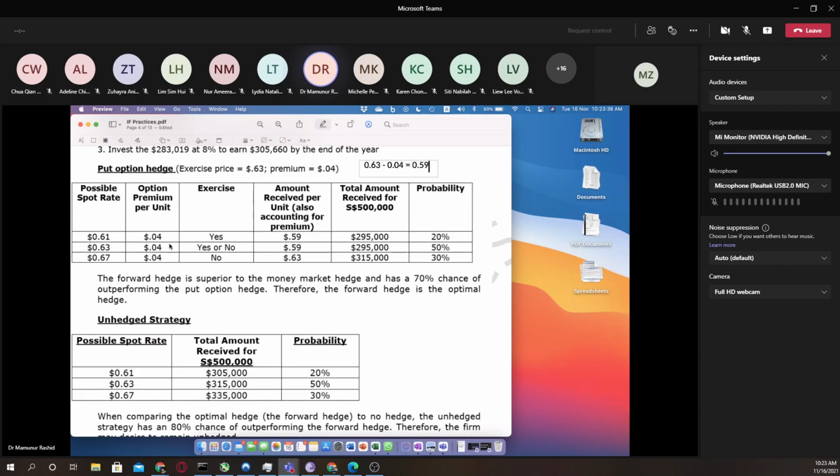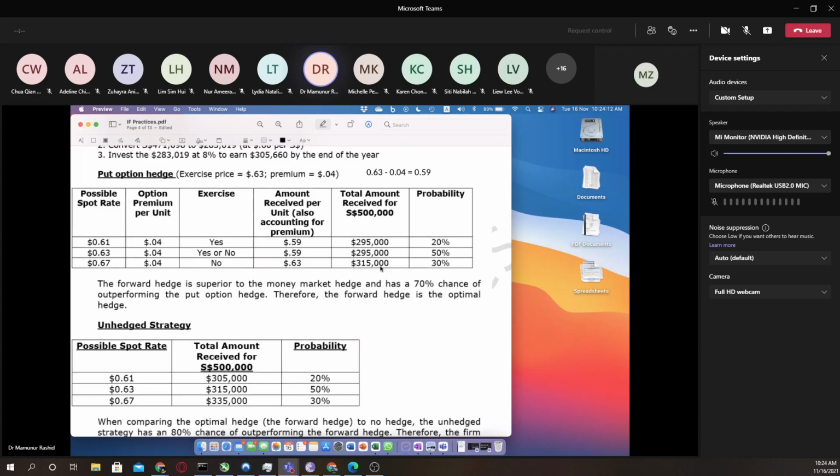Last one, 0.67 is the spot, minus 0.04 is 0.63, whereas the contract is 0.59. So we will not exercise the contract, because we'll get much more from the spot market. Amount received will be 0.63 multiplied by the receivable amount, 500,000. This is $315,000 US dollars at 30% probability.